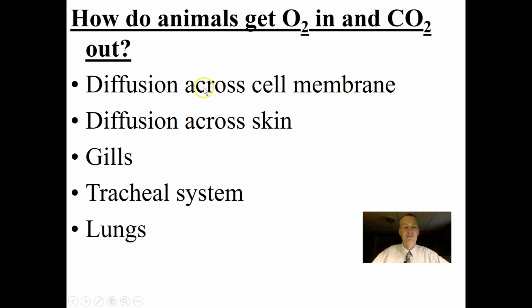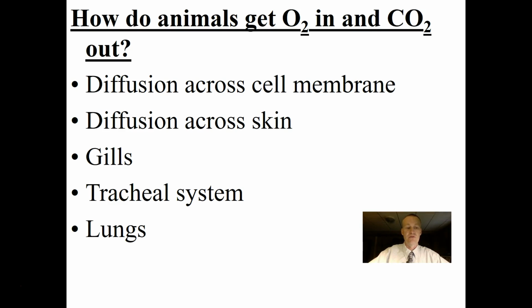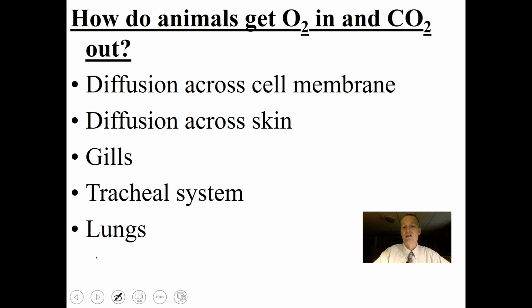So you can have diffusion across the cell membrane. That's a very common way that animals will diffuse gases. If you talk about sponges, diffusion across the cell membrane is how they do it. Your cnidarians and platyhelminthes, your flatworms, they're going to use diffusion across the cell membrane. But that's not the only way that gas exchange can occur.